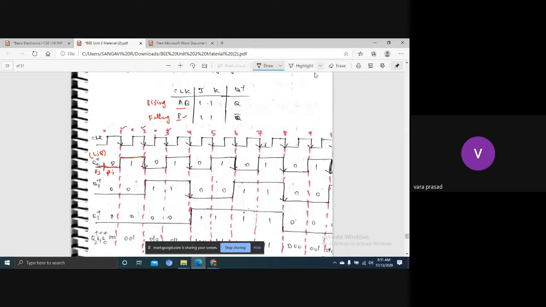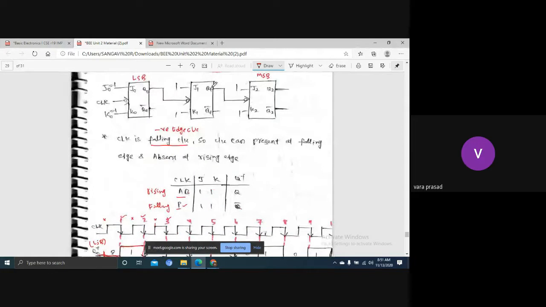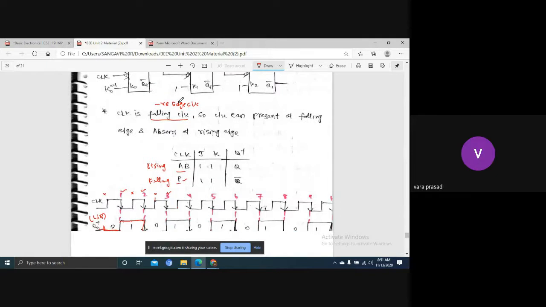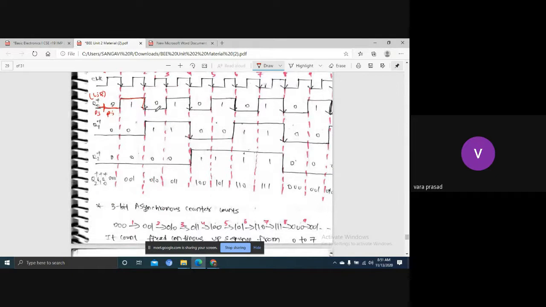Next, Q1 plus. Q1 plus is the output of this flip-flop. But for this flip-flop, what is the clock? Q0 is the clock. This is also negative edge. See here, where is the negative edge? Here. Falling edge or negative edge, the clock is present at the falling edge. Initially it is 0. Here the clock is absent, that's why it is 0.